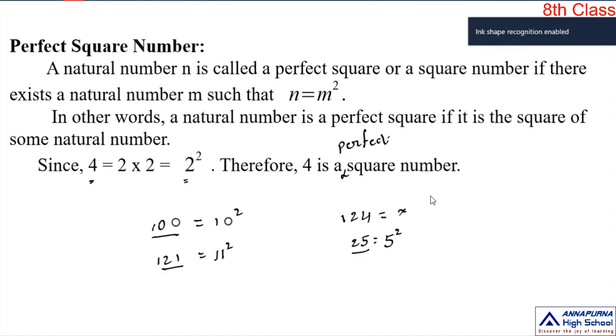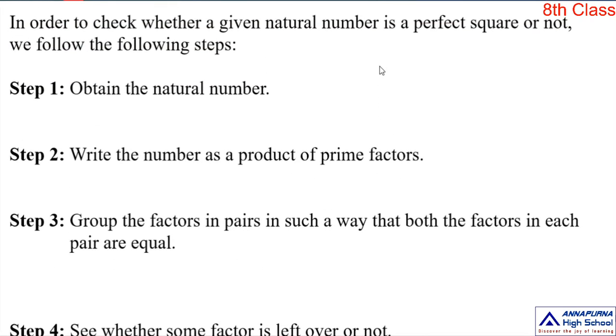Now we move to how to verify whether the given number is a perfect square number or not. If you take large numbers, we can't say whether it is a perfect square number or not. Why? Because we can't remember the squares of all natural numbers. That is not possible, because we have infinite natural numbers.